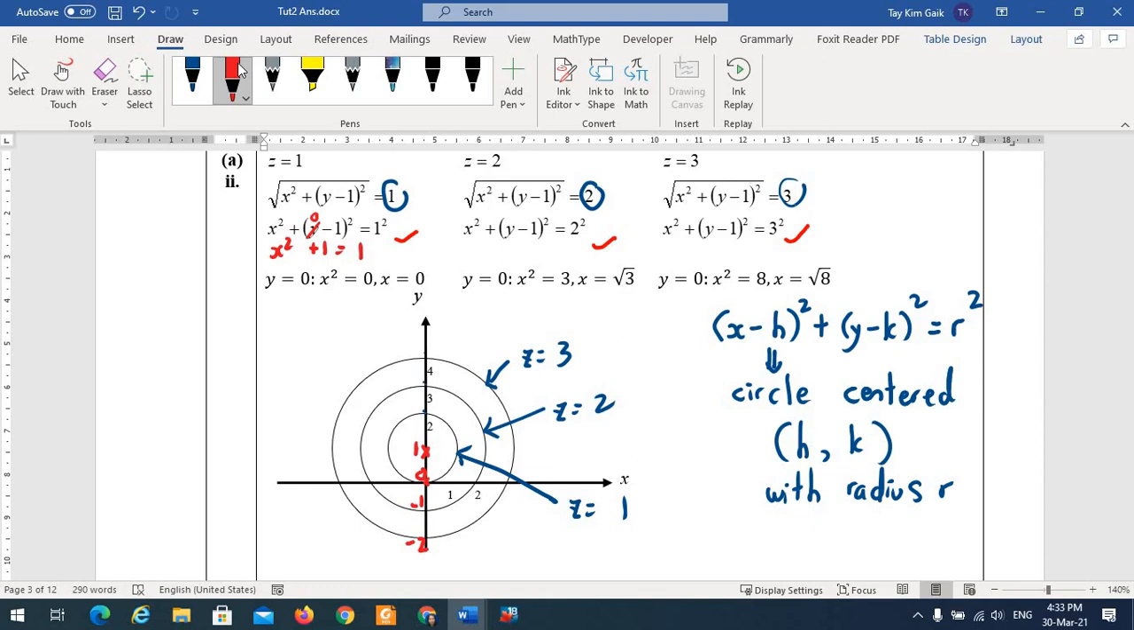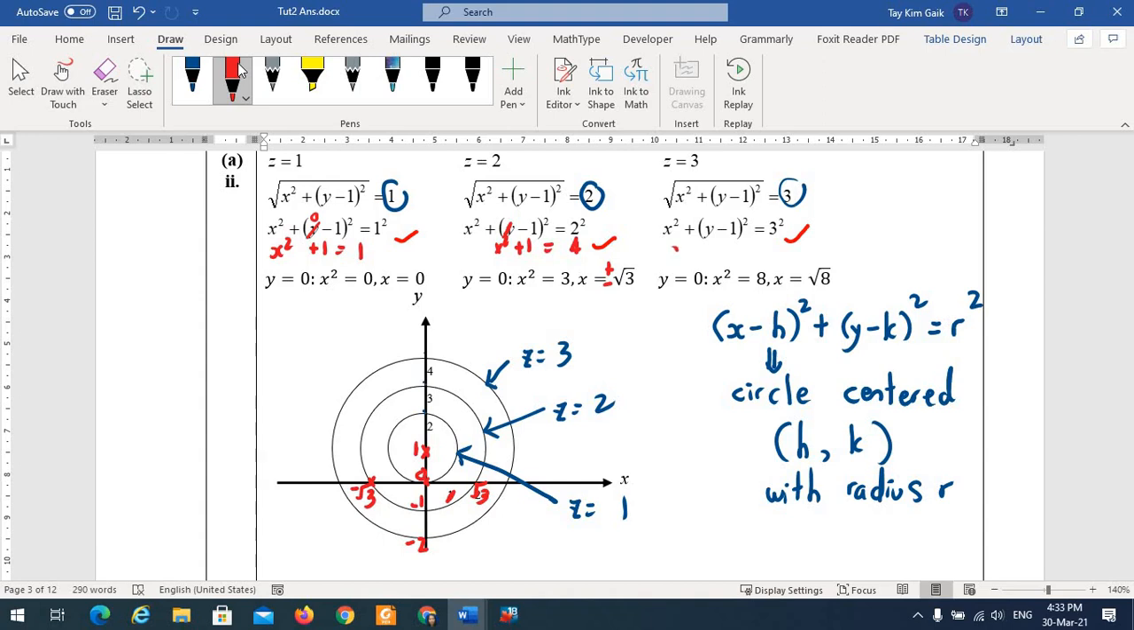Similarly here, let y equal 0, we get x squared plus 1 equal 4. That's why x squared equals 3. So x is actually positive or negative square root of 3. This point is square root of 3, and this one is negative square root of 3.